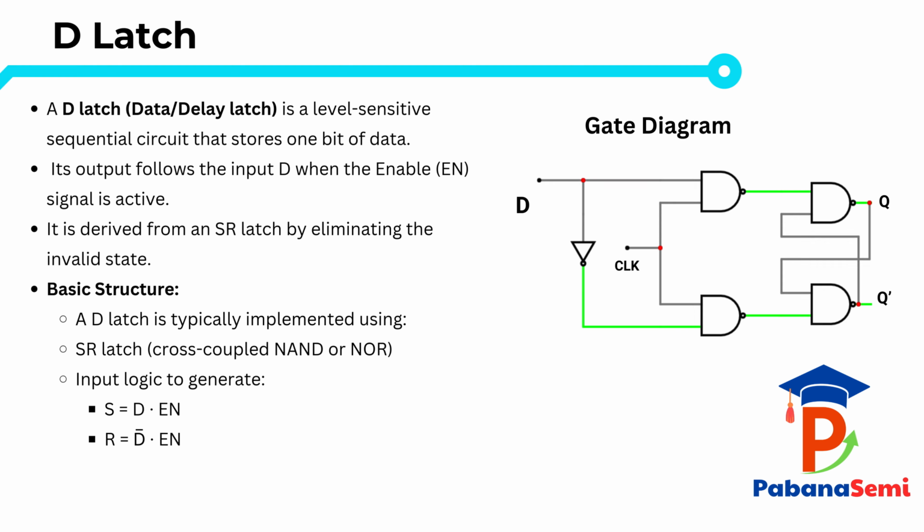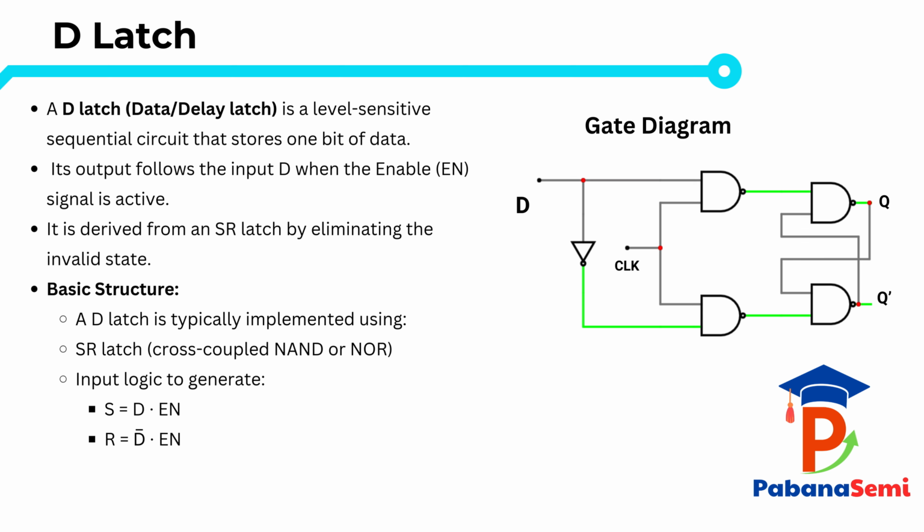The D latch is derived from the SR latch by eliminating the invalid state. In an SR latch, both S and R can accidentally become active at the same time, creating a forbidden condition. The D latch avoids this by generating S and R internally in a controlled way. Inside the circuit, we use an SR latch core along with input logic. The inputs are generated as S equals D AND EN, R equals D bar AND EN.